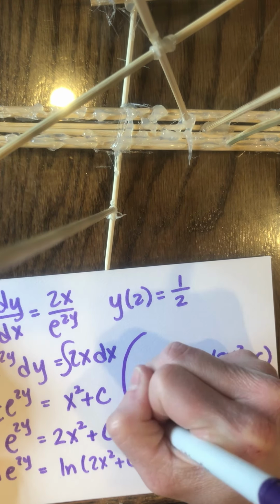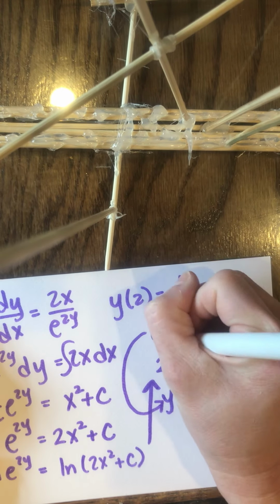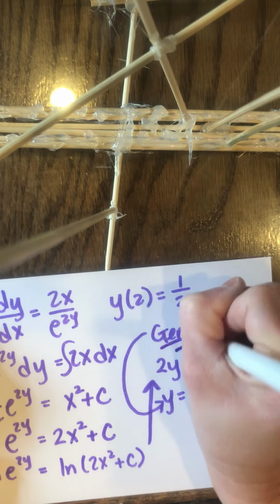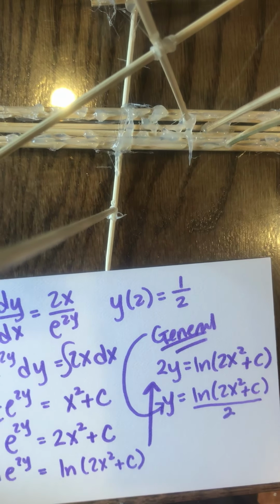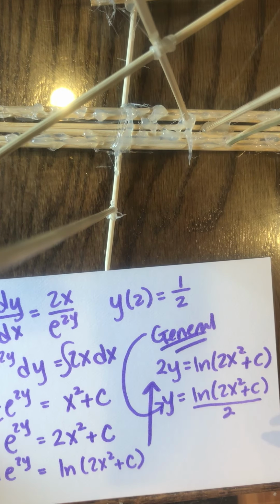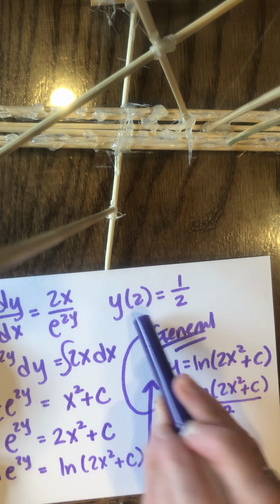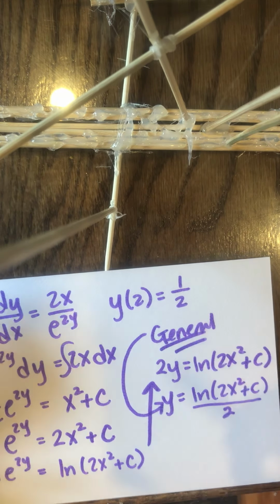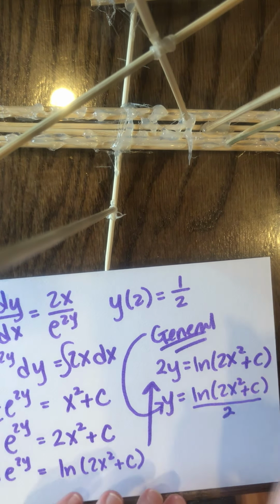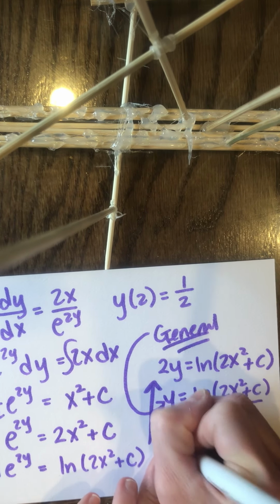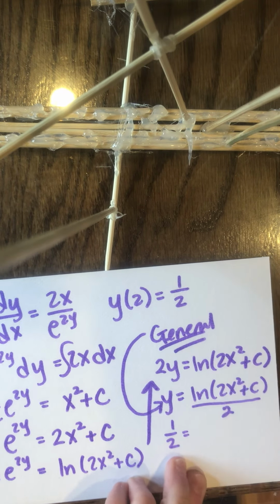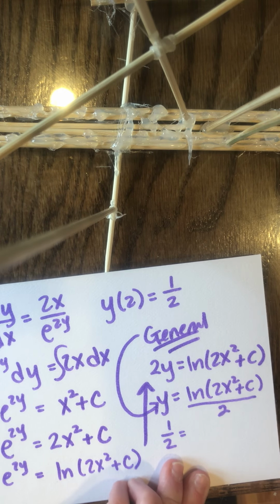I have so many arrows going on here. That is the general solution, but we want to find the particular solution. So to find the particular solution, that's just a fancy way of saying I need to be able to solve for c here. So this is telling me that when I plug in 2 for x, I will get 1/2 for y. So y is going to be 1/2 when x is 2.